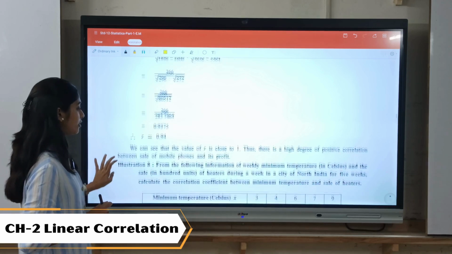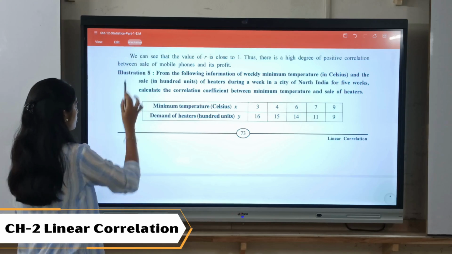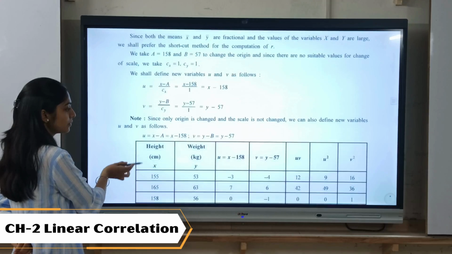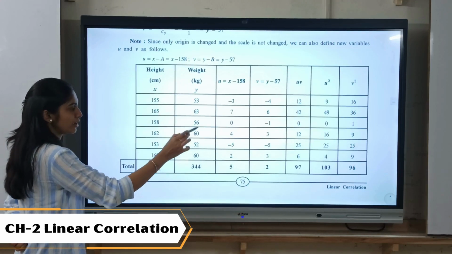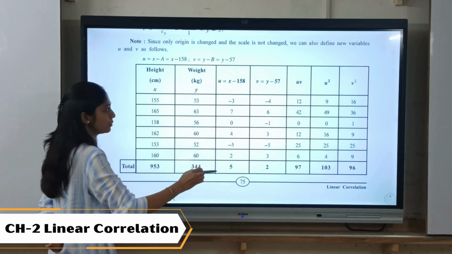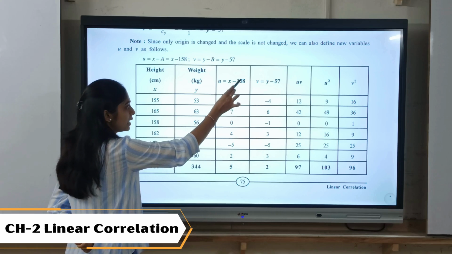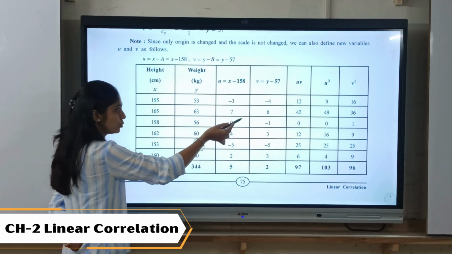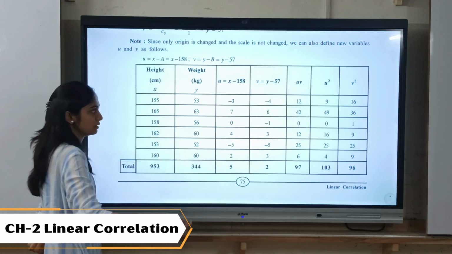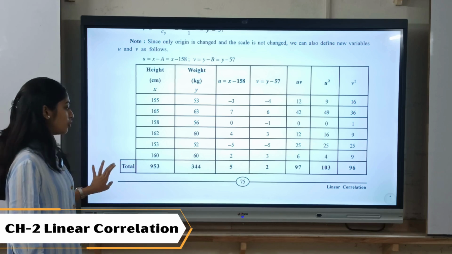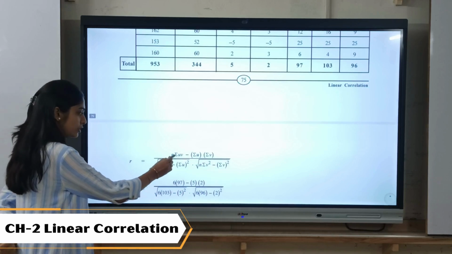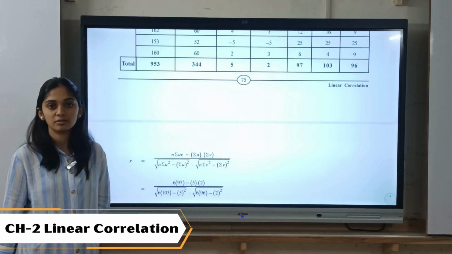And if the variables are too large, then we will be using the uv formula. Under the uv formula, we need to prepare a total of 5 columns: u, v, uv, u square, v square. For u, the formula is x minus a, where a is any number we are assuming, and v is equal to y minus b, where b is also any number we are assuming. The formula remains the same; instead of x we replace u, and instead of y we replace v.